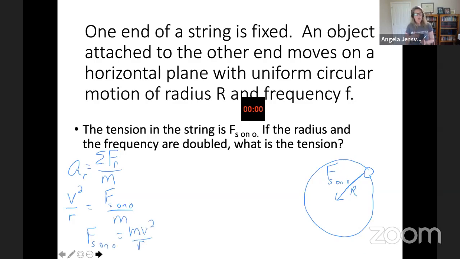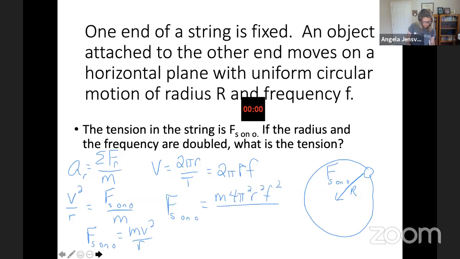But we need to have frequency in here somewhere, right? So let's write out, what was v on the last problem? 2 pi r over the period. Well, they didn't give us the period. They gave us the frequency. Do you guys remember that frequency is 1 over period? So v is 2 pi r f. If I plug that expression for velocity in, I will get the force of the string on the object equals m times, now I've got to square this v, 4 pi squared r squared f squared all over r. So it's 4 pi squared m r f squared.